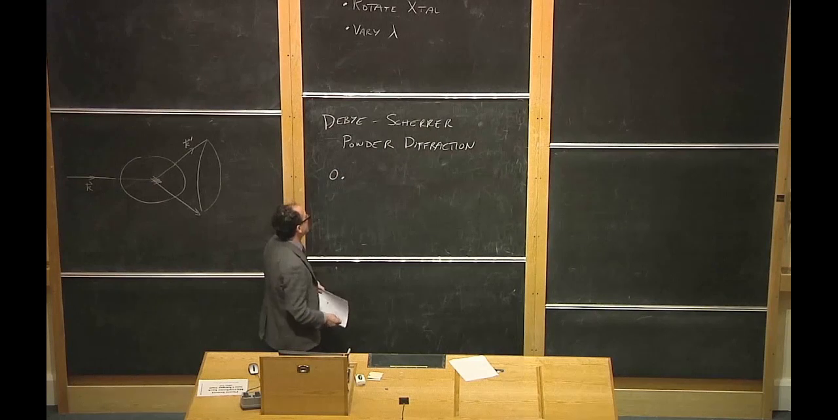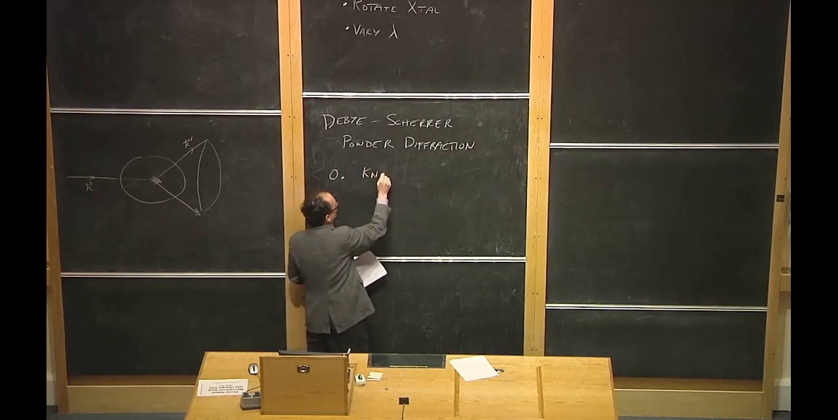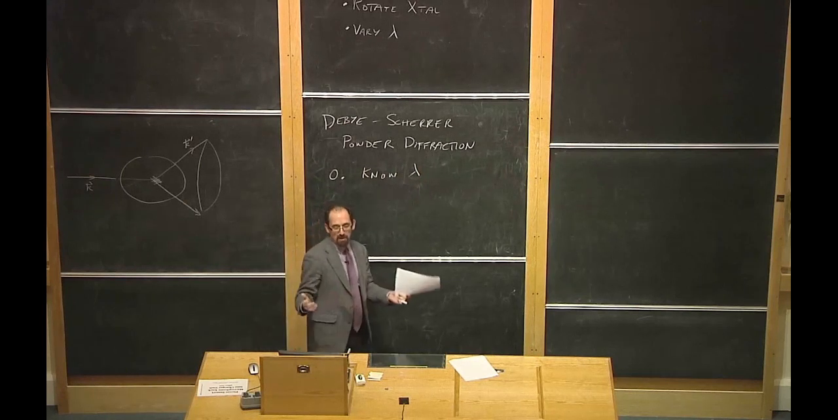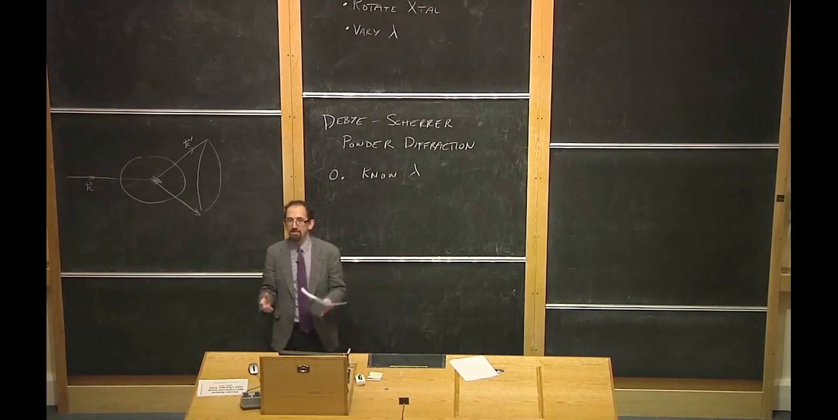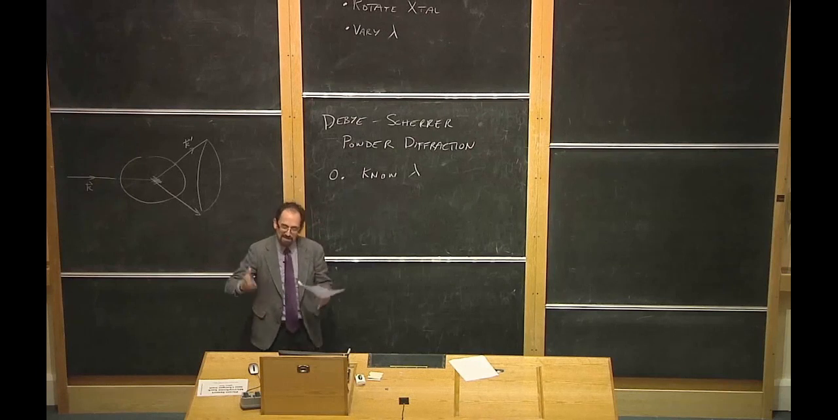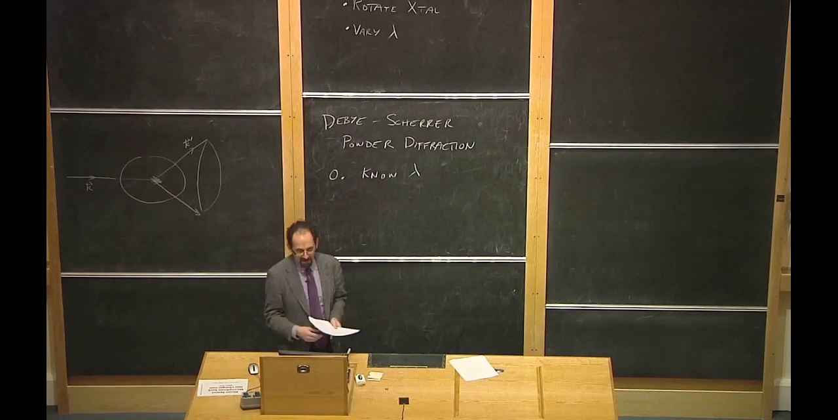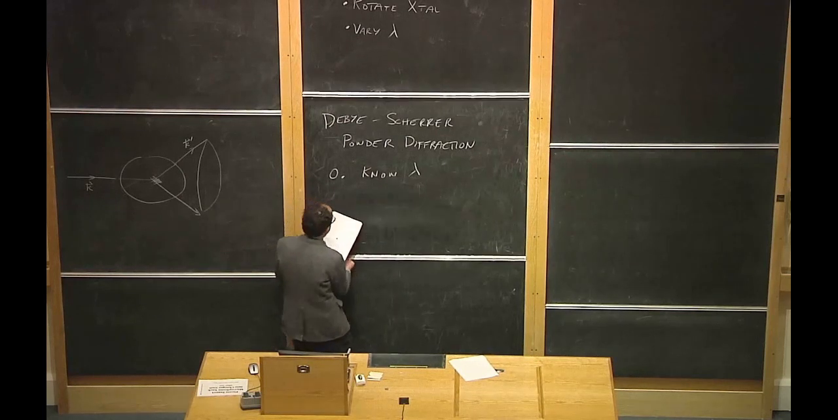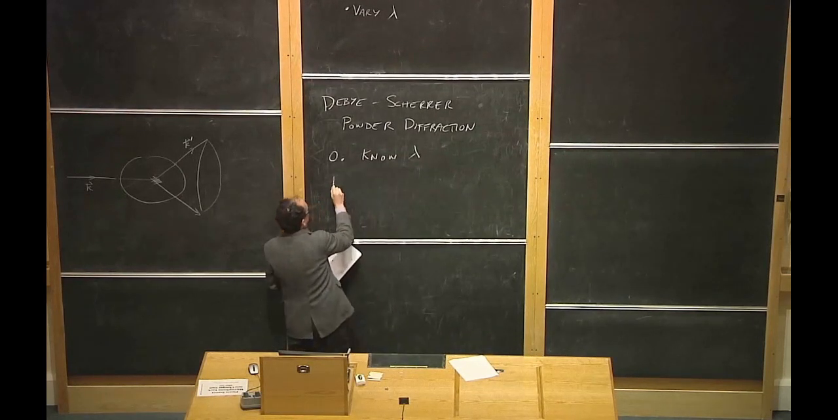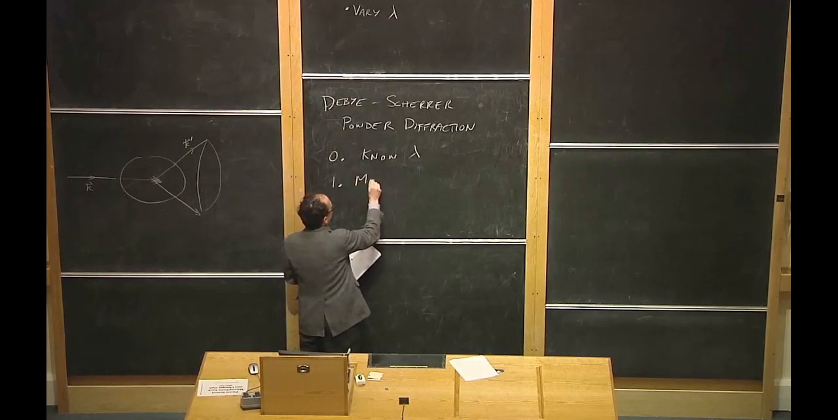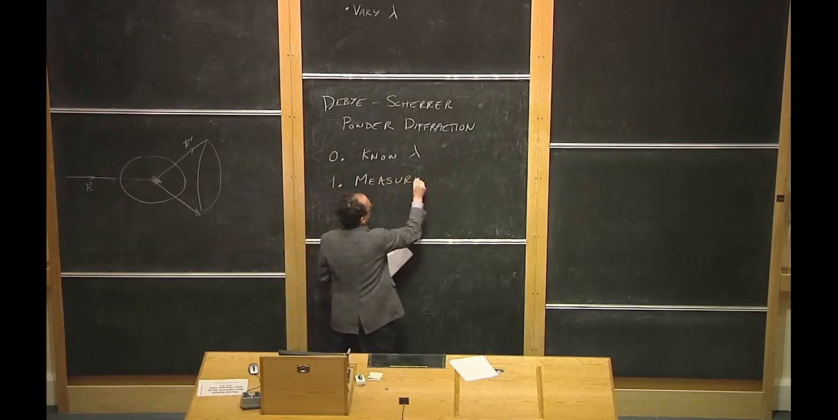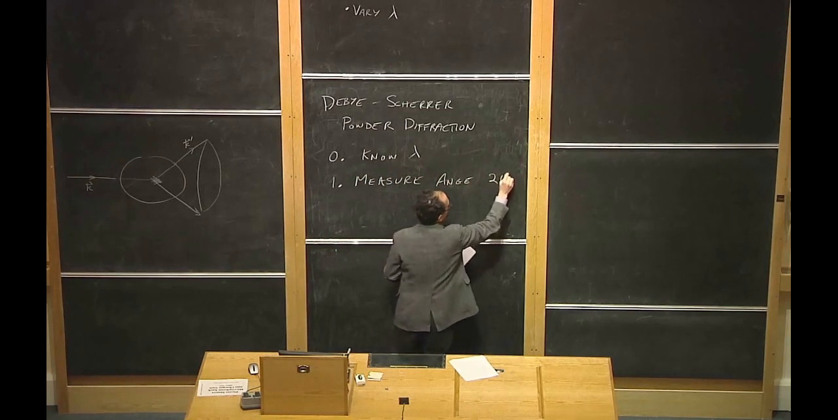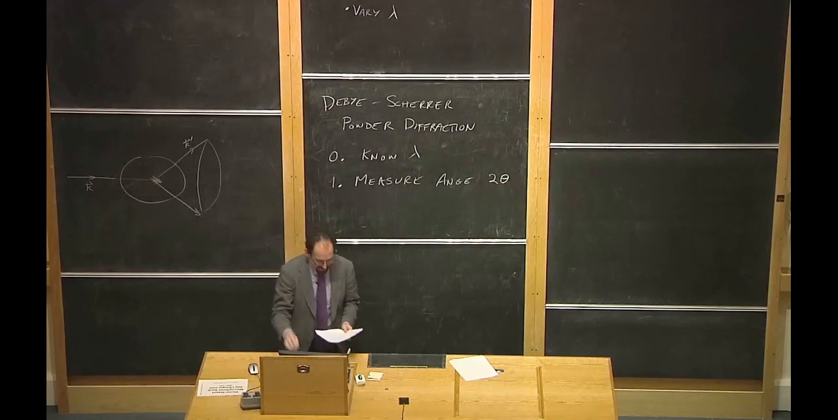So rule number 0 is know the wavelength. Know your wavelength lambda. Why do you know your wavelength lambda? Well, you're the experimentalist. You put in the X-ray beam. You had the X-ray apparatus, so you presumably know what the wavelength of the X-ray is. So it's a good thing to start with. Know your wavelength. Probably know it pretty accurately, actually, if you're a good experimentalist. Step 1, measure the angles. Angle of scattering, which is 2 theta, not theta. Remember that. It's going to be important.